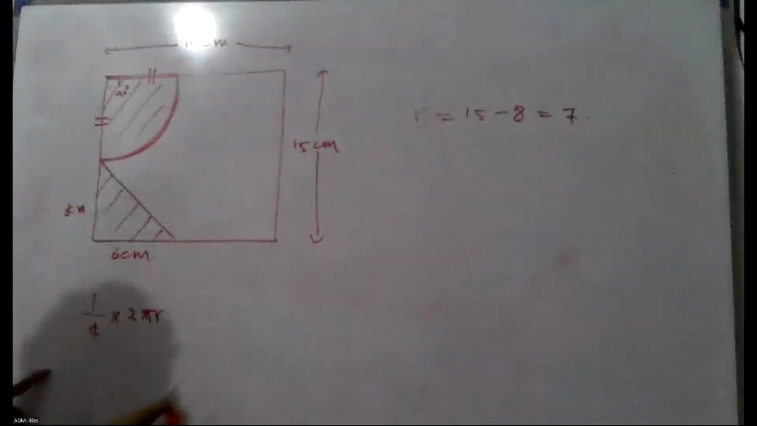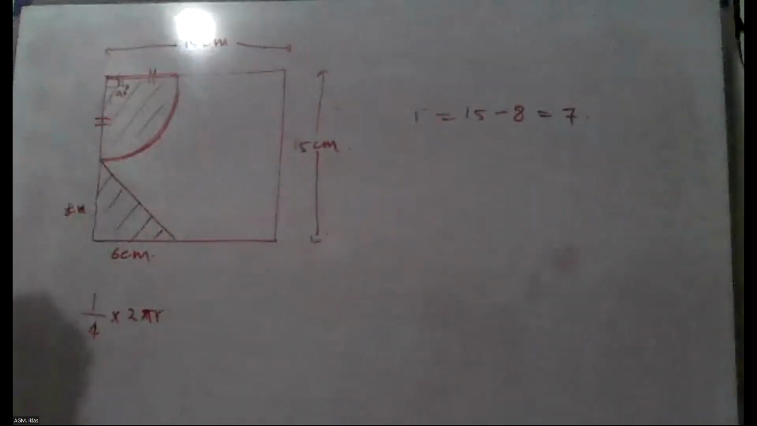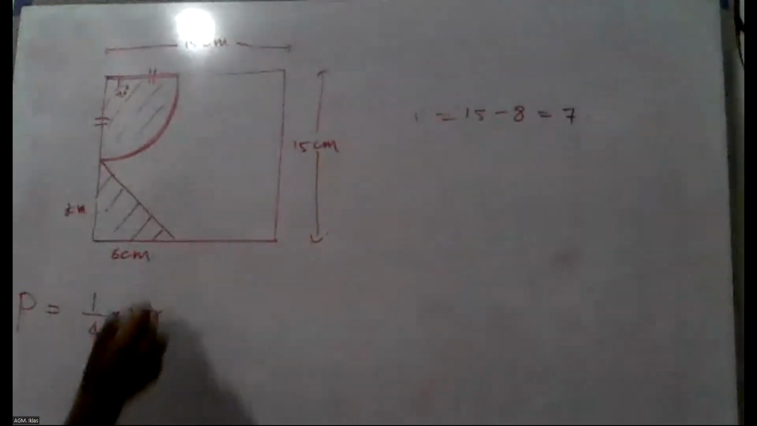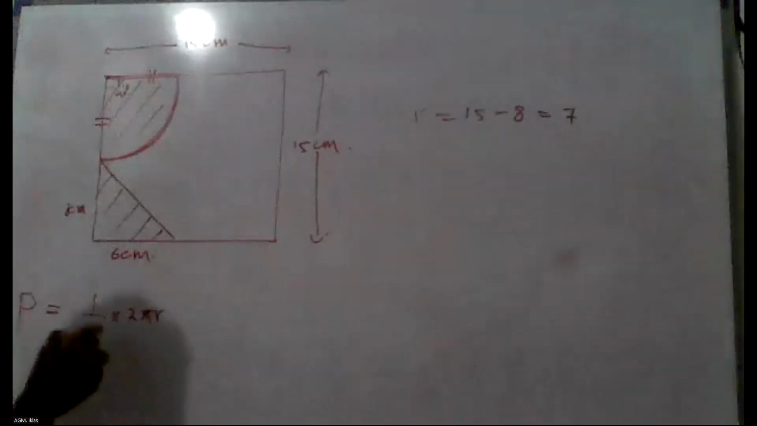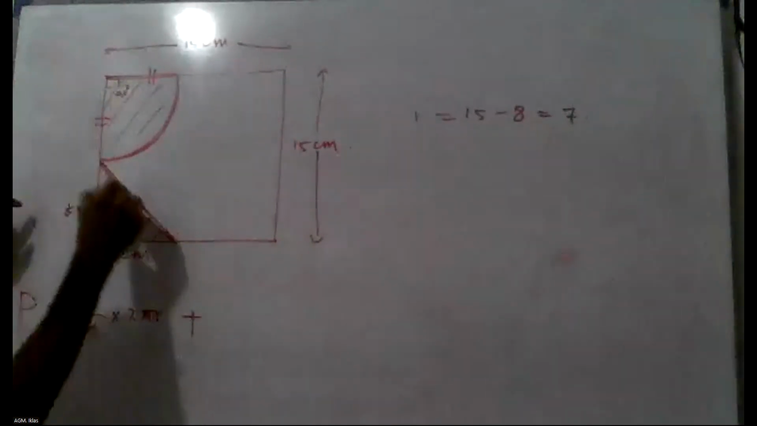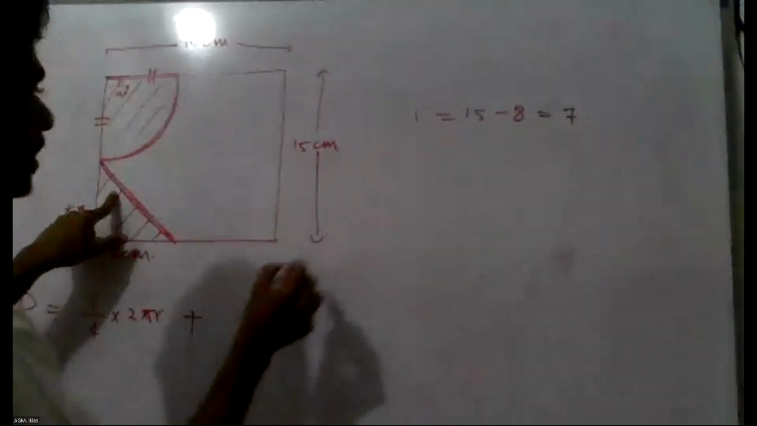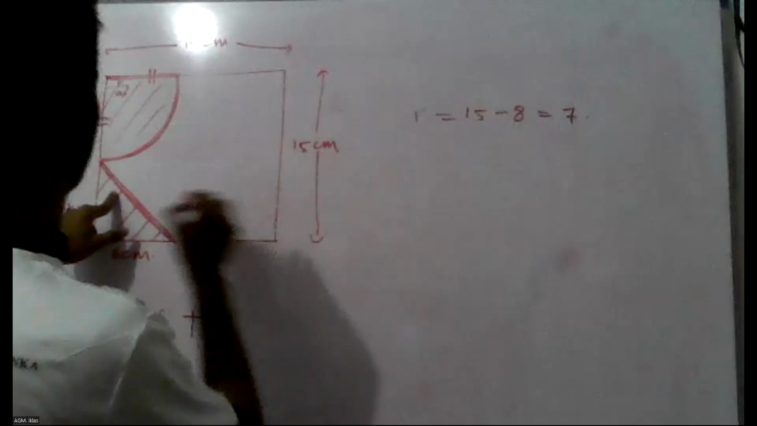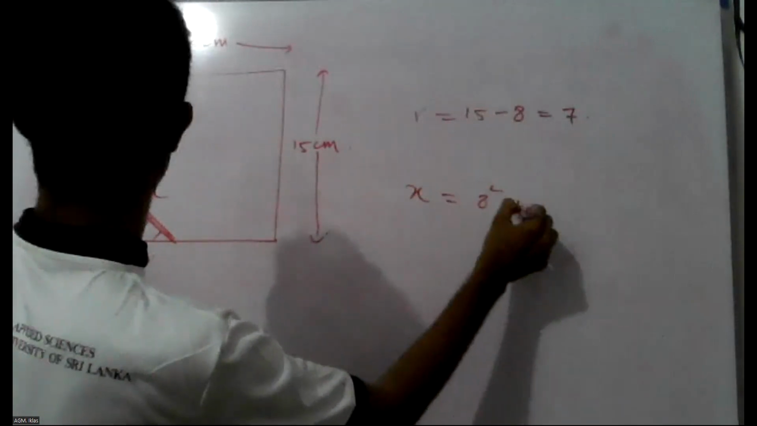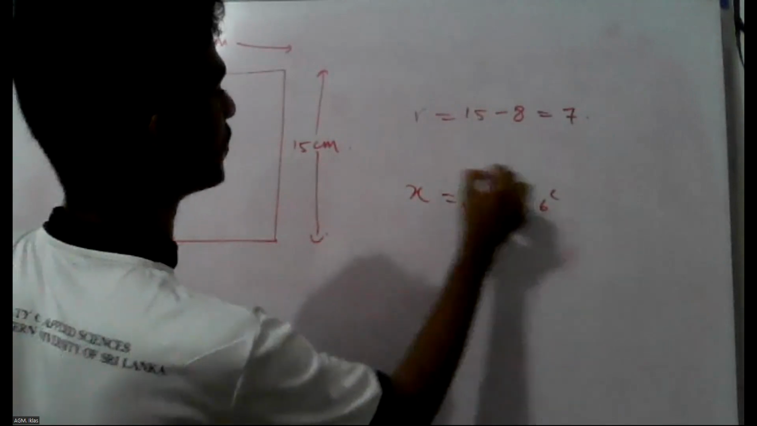So let me tell you, I will directly write everything. So plus half, plus 1 by 4 into 2 pi r, plus this length. What is this length? This length is the hypotenuse. So let me take it as x. x is equal to the square root of 8 squared plus 6 squared.